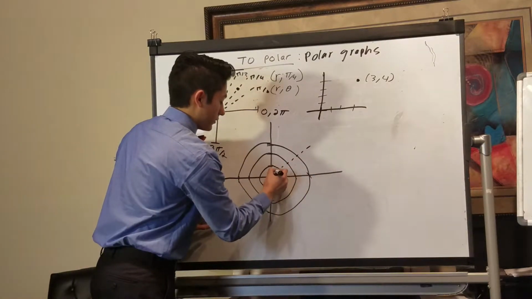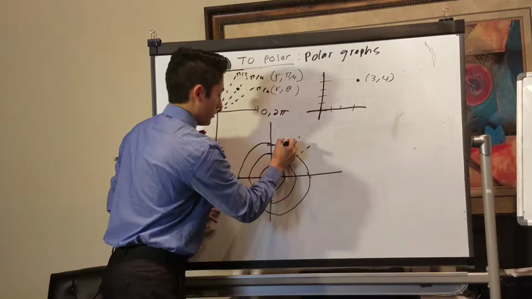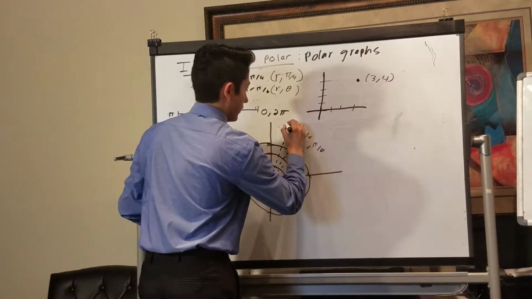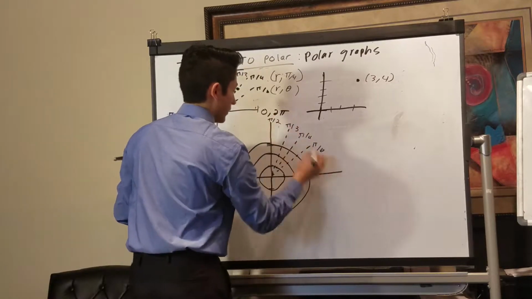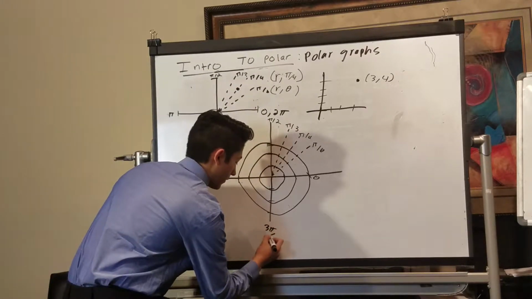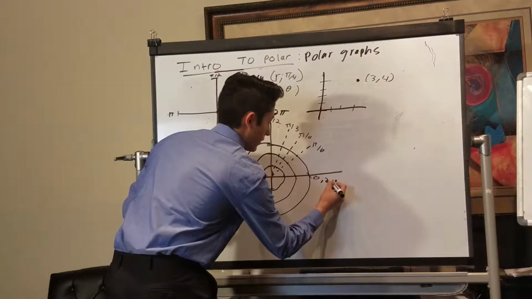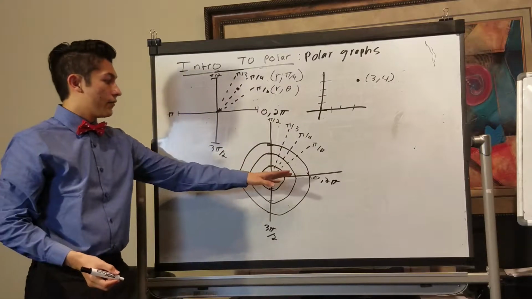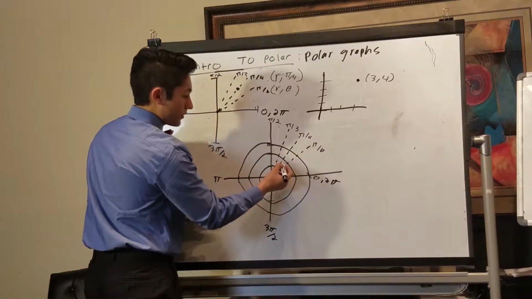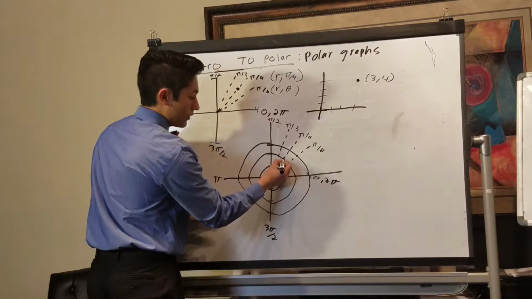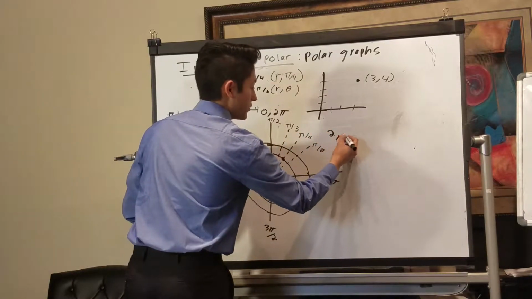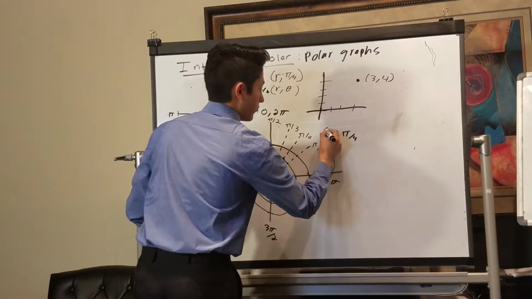Now, if we draw the same angles of pi over 6, pi over 4, pi over 3, pi over 2, oops, forgot 0, 0, pi, 3 pi over 2, and 2 pi. Now, if we have this here and we decided to graph the point, again, pi over 4, but at radius 2, we would label this as 2 comma pi over 4.